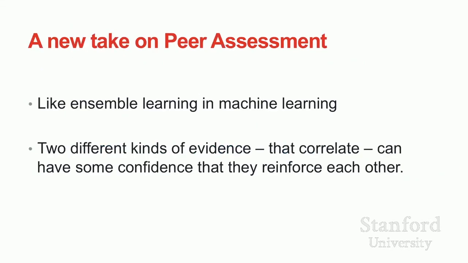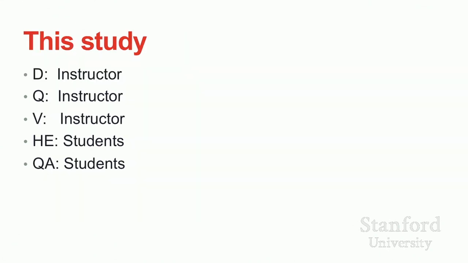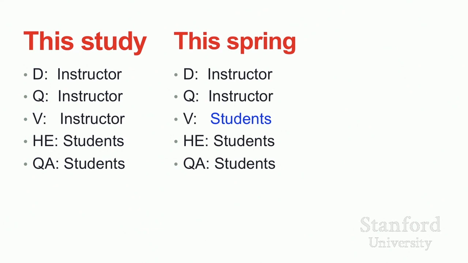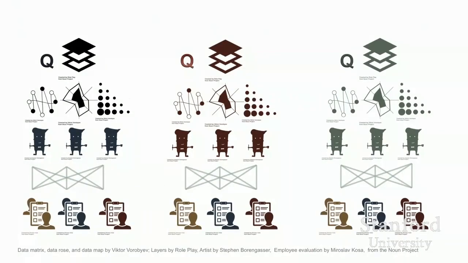So it's a new take on peer assessment, I think, for HCI. And so we have 2 different kinds of evidence that we have some idea correlate, but that come from different places. So in this study, the design was by the instructor, the question was by the instructor, and the viz was by the instructor, and the HE and the QA was by the students. This spring, the visualizations are going to be done by the students, as well as the HE and the QA. So now the students will be making the visualizations.